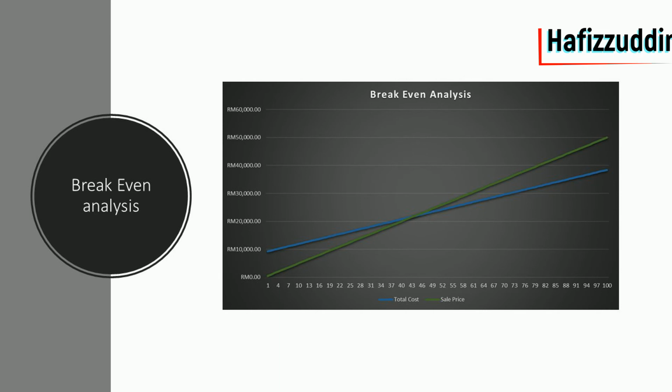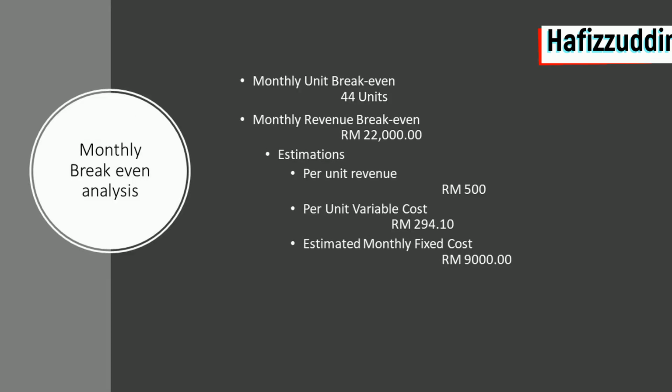Here is the analysis represented in graph form. As you can see, the intersect occurs exactly at the 44 mark. On display is the monthly break-even analysis. The monthly unit break-even, as we have just found out, is 44 units. Monthly revenue for break-even is 22,000.